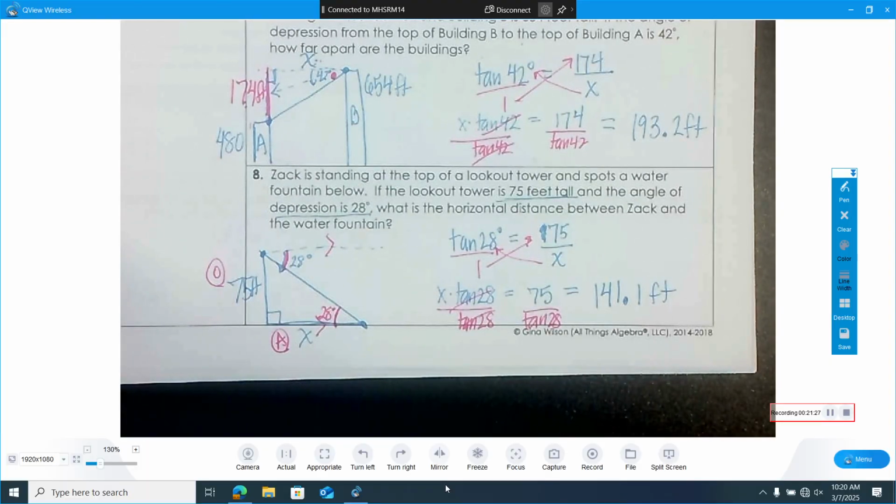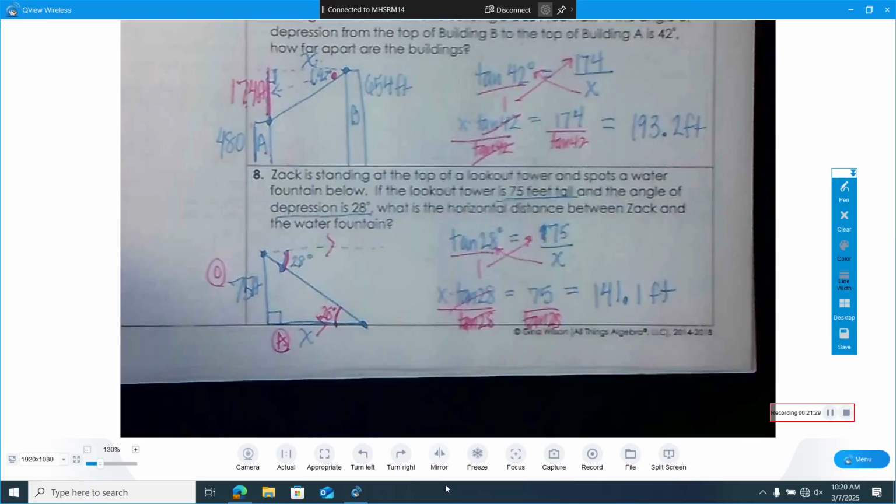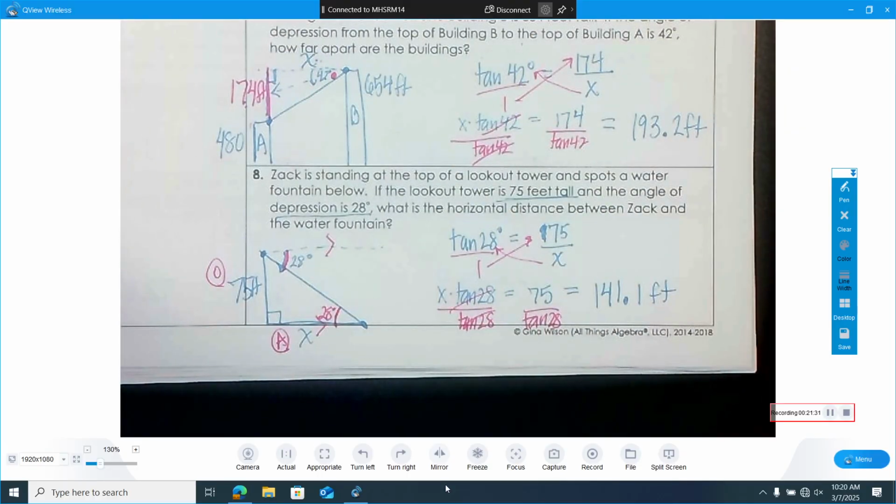I have a question. Yeah, so, I was doing a problem, and it switched the whole problem, and then I hit enter, and it switched the whole problem.